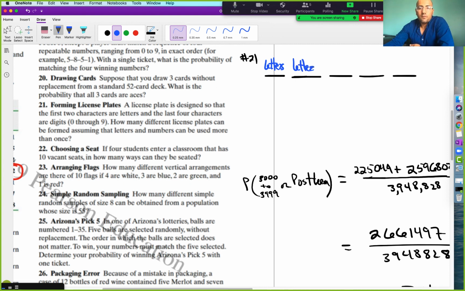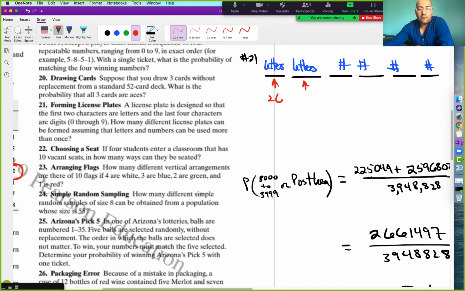Letters, and then numbers, and I need one more number, and you're allowed to repeat, right? A license plate is designed so that the first 2 characters are letters, and the last 4 are digits. How many different license plates can be formed, assuming that the letters and the numbers can be used more than once? Okay, so if we can repeat them, there are 26 letters.